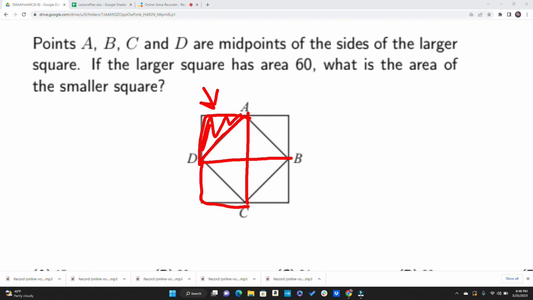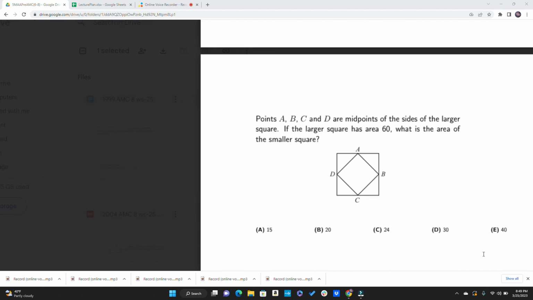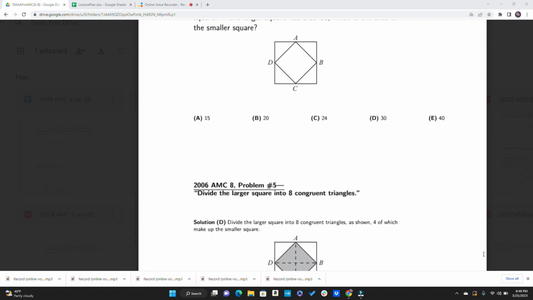So for each of these partitions, these partitions take up the entire large square. The small square is taking up half of the space in all of the partitions. So the small square has half the space. It's taking up half the space, so it's going to have half of the area. You see how the smaller square takes up half the space? So in that case, our small square has half the area of the large square. Large square's area is 60. Dividing it by 2, we get 30 for the area of the small square. And that's answer choice D.